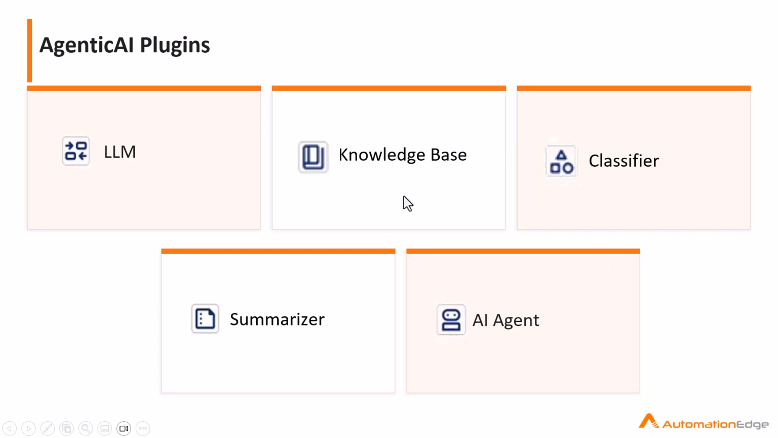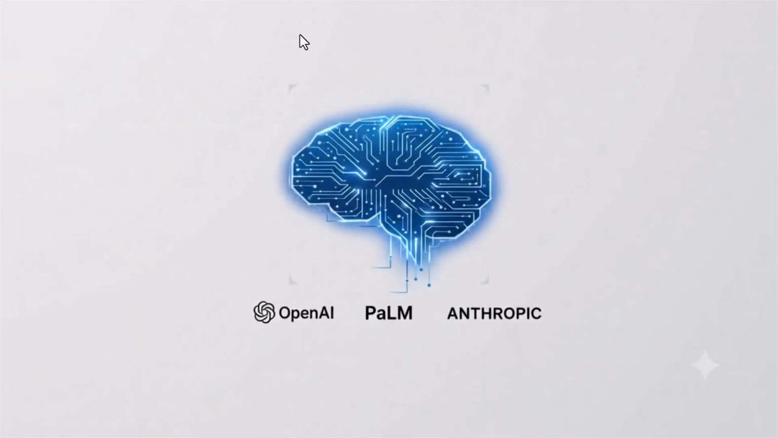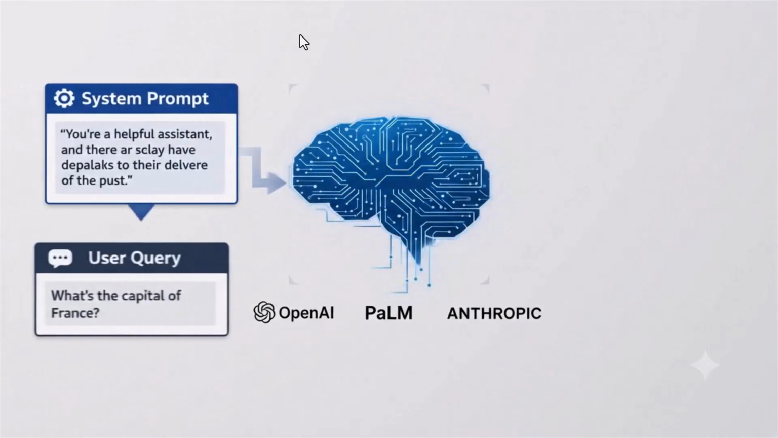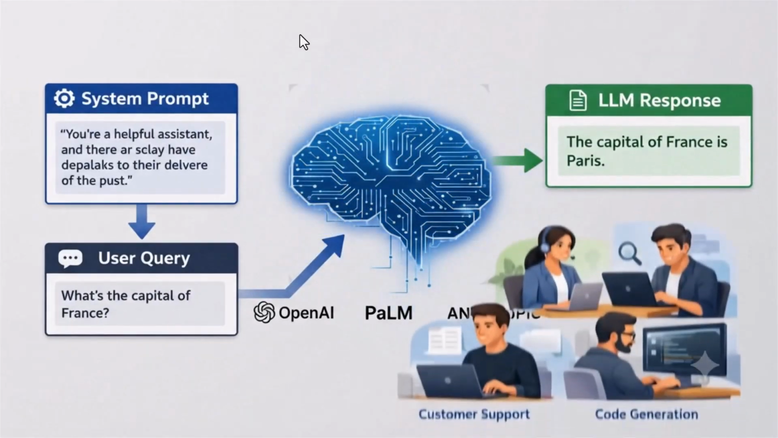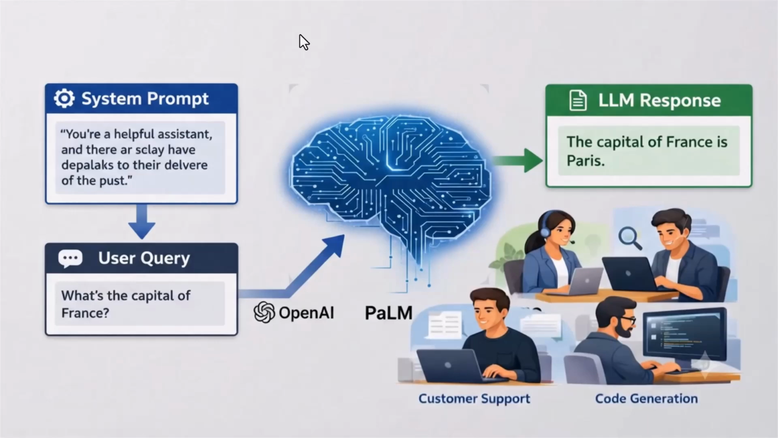So we are going to go through each of these steps, understand them in detail, and how these impact the existing AutomationEdge workflows also. So I'm going to start with the most basic one, LLM step. The LLM plugin is used to connect to any LLM of your choice and get a response to your query. Also, it enables developers to define a system prompt that can have better control on the response.